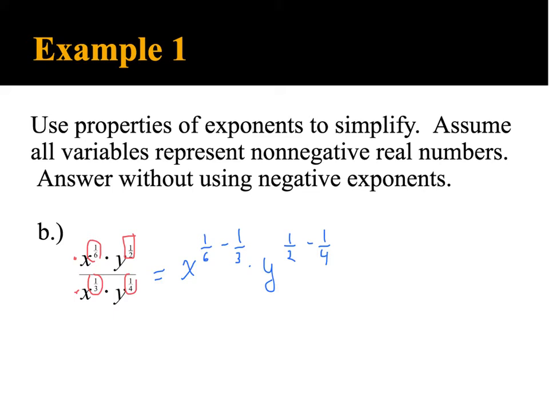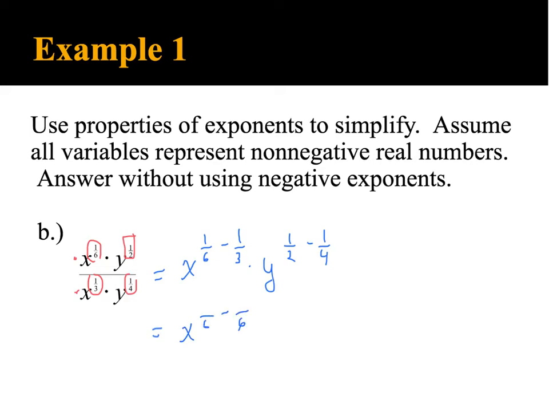And so then again, you need a common denominator. So for the x, for the 6 and this 3 over here, the common denominator would be 6. So I'm going to go ahead and write this x over 6 minus 6.